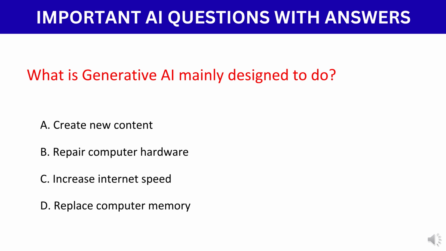Question number 25. What is generative AI mainly designed to do? Option A. Create new content. Option B. Repair computer hardware. Option C. Increase internet speed. Option D. Replace computer memory. The correct answer is option A. Create new content. Generative AI can create new text, images, videos, audio, music, and computer code based on user instructions.